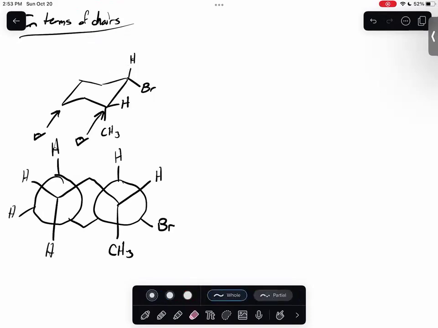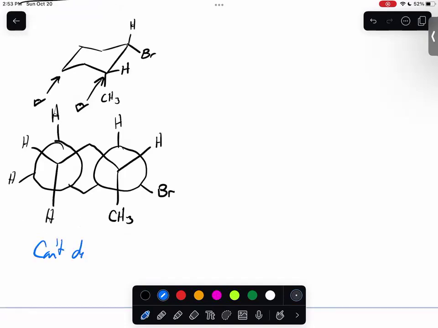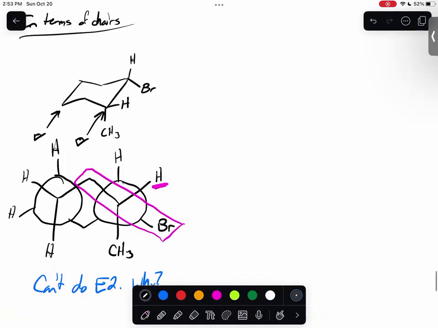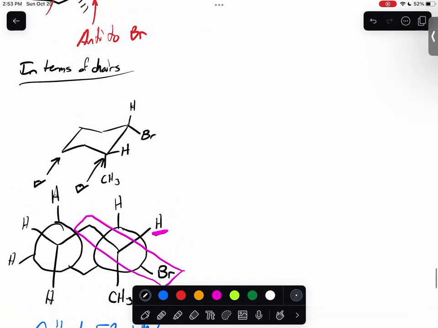We see that this can't do E2 as it stands. And the question becomes, why? Well, where's the bromine? It's anti to a carbon. It is not anti to a hydrogen. The hydrogen that we want it to be anti to is right here in the equatorial position. The only way we can do E2 here is if we do a chair flip.